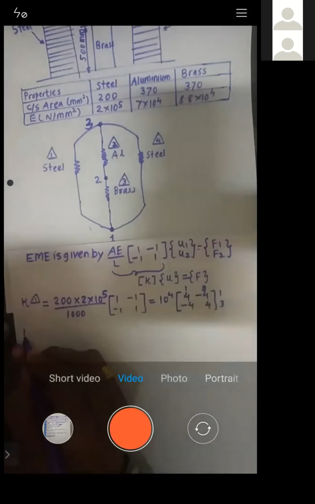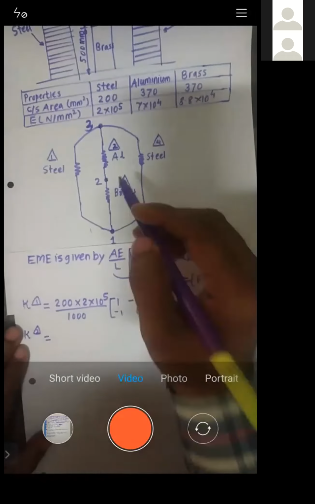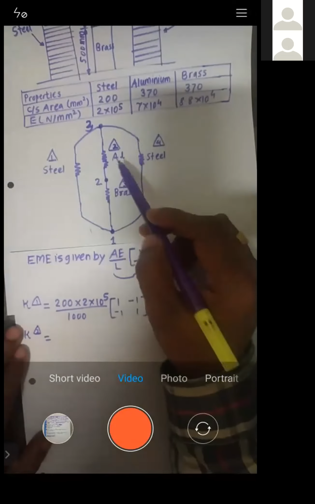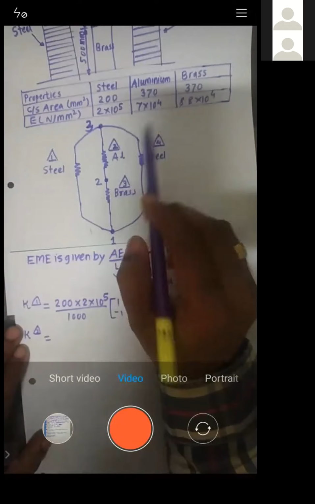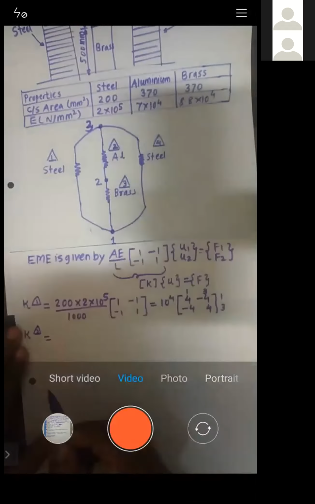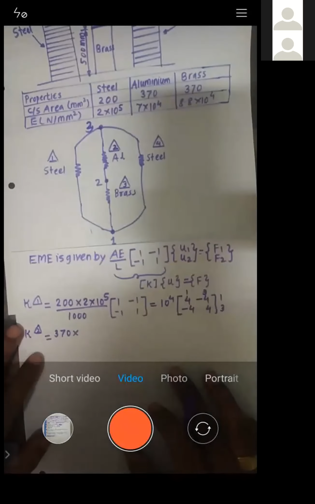Now go for element number 2. Which is element number 2? Just see here. It's aluminium, right? Element number 2 is aluminium. So what is the area of aluminium? It's 370, right? Area of aluminium is 370. Okay, into E of aluminium.